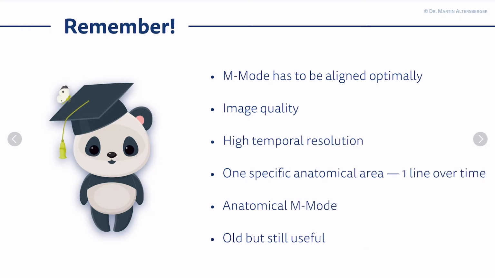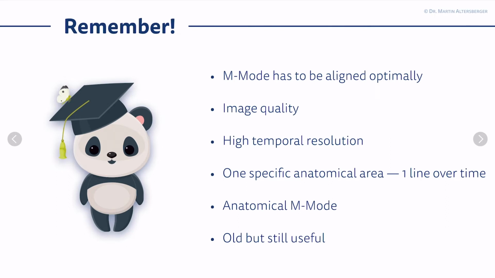The same holds true for M-Mode measurements. In M-Mode measurements, the image quality has to be very good because you measure a certain line over time. So also the M-Mode has to be aligned optimally. You have a very high temporal resolution, but you do only scan one specific anatomical area, which is also the limitation of M-Mode measurements.